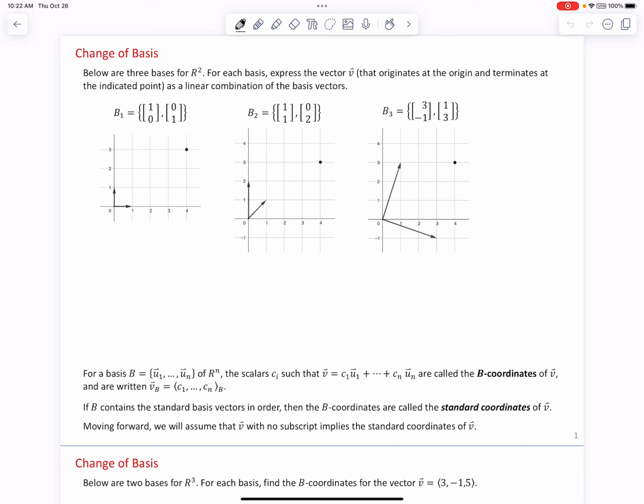Hello linear algebra students. This video lesson is on change of basis. Now below are three bases for R2. For each basis, express the vector v that originates at the origin and terminates at the indicated point as a linear combination of the basis vectors.